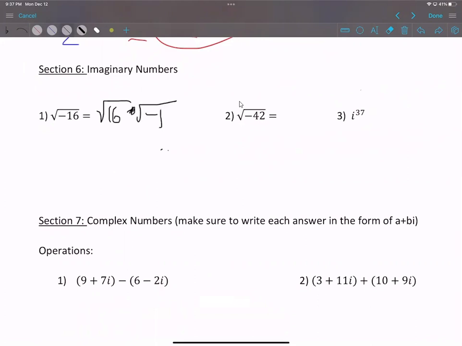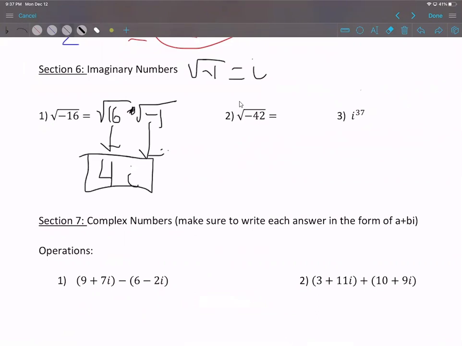So just square root 16, I mean, that's just 4, or put it in your calculator, but hopefully you would maybe know that. And just remember the square root of -1 is i. So basically just square root it like normal, put an i at the end of your answer. Same thing with a question like number 2.